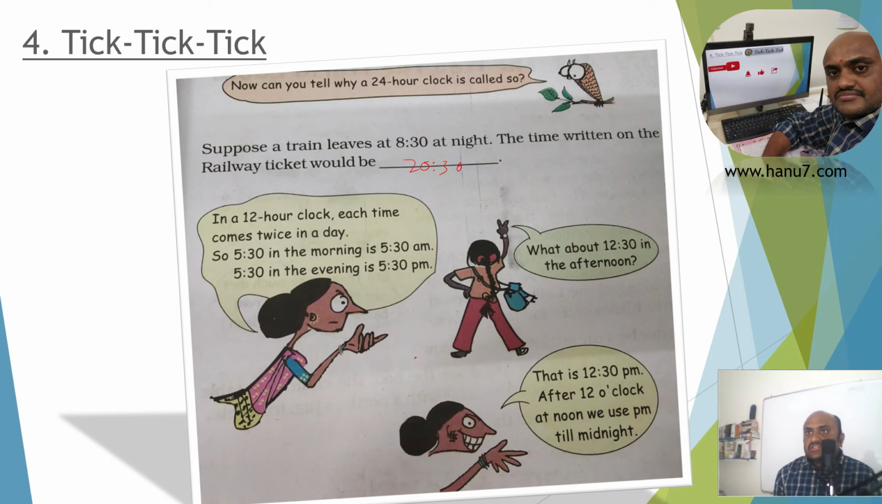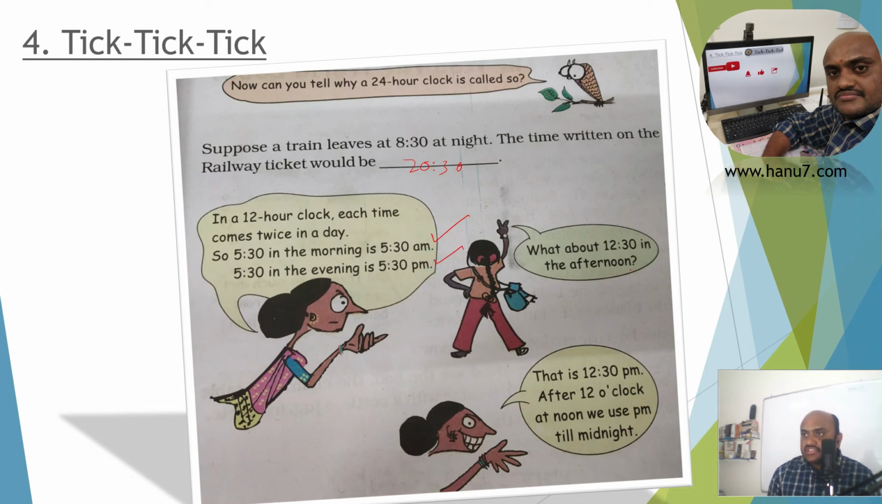Okay, but here again the logic is they have mentioned clearly night. They didn't mention PM here, but in the ticket for Tutun's parents, it was 5:30, so they thought that it is evening. But as per the railway timetable, as per the railway timings, 5:30 is morning. Okay, evening means 17:30. So in a 12-hour clock, each time comes twice in a day. 5:30 comes in the AM and it comes in the evening PM.